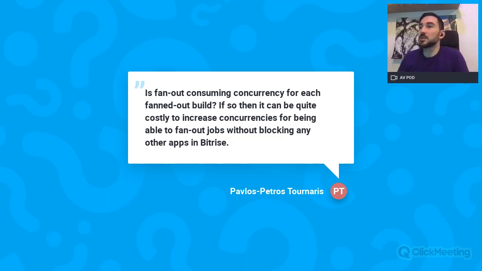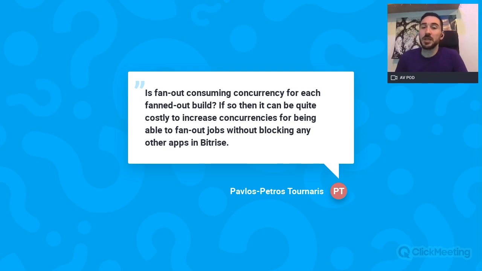Yeah, so is fan out consuming concurrency for each fan out build? If so, then it can be quite costly to increase concurrencies for being able to fan out jobs without blocking any other apps on Bitrise. Yes, correct. So each build is basically a separate build. So starting up a new build with the Bitrise start build step would consume another concurrency. It simply depends on your use case if it's worth the extra concurrency for you.